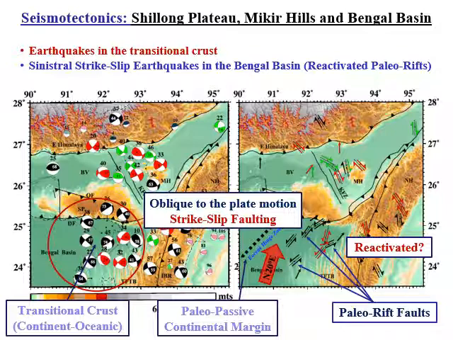Because of the obliqueness of the plate motion to the strike slip fault orientation, you will have these reactivated paleo rift faults in a sinistral sense of motion, and that is what we see in the Bengal Basin.